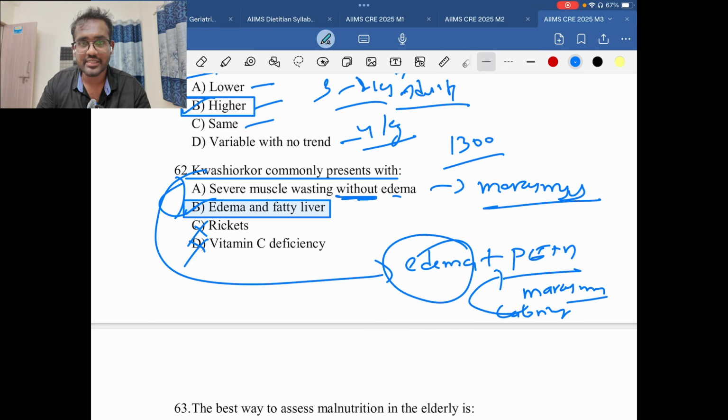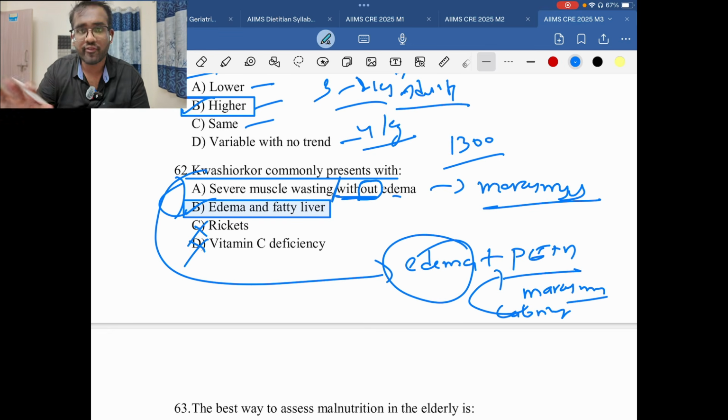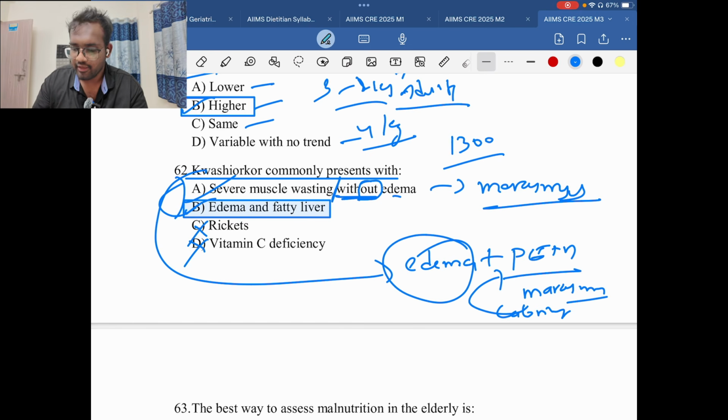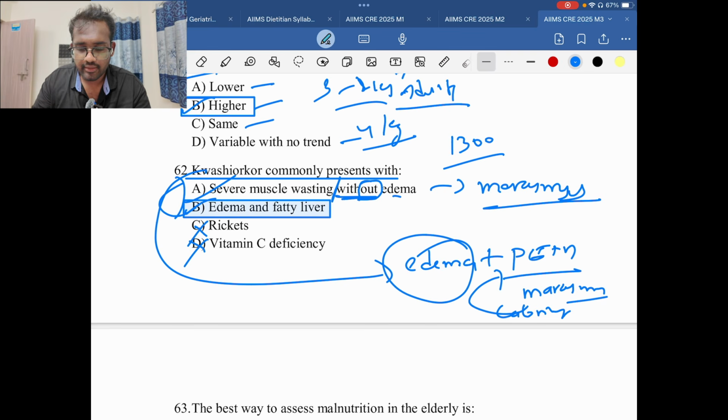Sometimes you need to check the answer before you tick it. If you hurriedly tick it, because you can see here the answer is half correct. If they had removed the word 'without', it could have been a perfect answer. But they added 'without edema', so the answer changes. If you are in a hurry in the exam and you find Kwashiorkor and severe muscle wasting and tick it, you will get a lot of negative marking. First read the question, read the answer, compare the answer to the question, relate it, and only then answer it. Don't hurriedly answer it. It will carry a lot of negative marking.